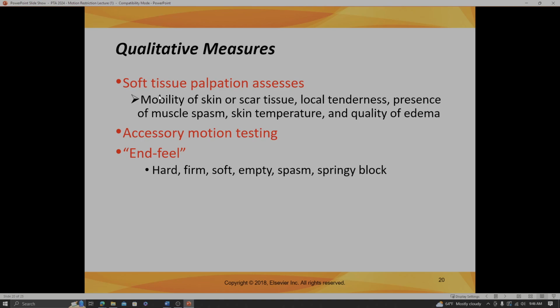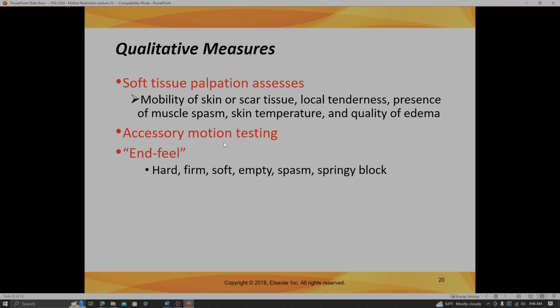Qualitative, this was more about just gathering subjective information, more or less. So using our hands to assess soft tissue, feeling like, okay, this feels stiff here, or it's tender there, or, ooh, yeah, it hurts when you push on this, or there's active inflammation.